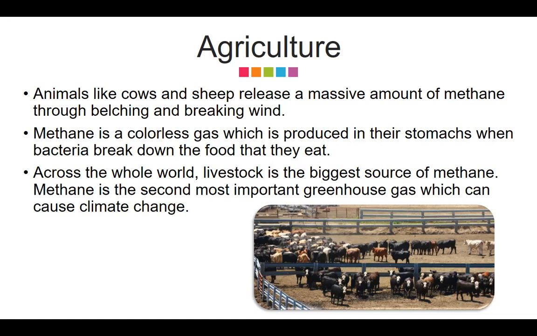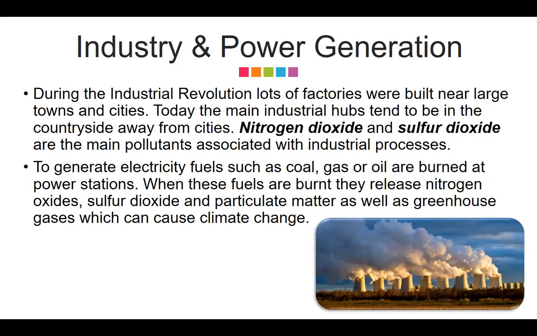Across the whole world, livestock is the biggest source of methane, and methane is the second most important greenhouse gas which can cause climate change. We'll talk more about this in the second half of this semester. The next big one is industry and power generation. During the Industrial Revolution, lots of factories were built near large towns and cities. Today, the main industrial hubs tend to be in the countryside, away from cities, so there are fewer people around because of the amount of pollution that most of these factories produce.